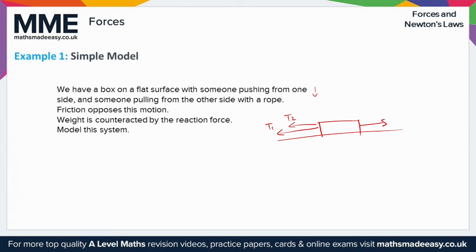Okay, weight is counteracted by the reaction force. So weight goes straight down, and the reaction force goes straight up, perpendicular to the surface. Okay, so those are all the forces acting on it. Just label those W for weight and R for normal reaction, and then this one F for friction.